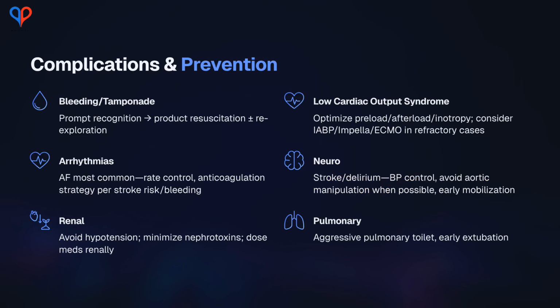Prevent complications by anticipating them. Treat bleeding and tamponade promptly. Manage low output with careful preload, afterload, and inotropy, and escalate to mechanical support if needed. Expect atrial fibrillation and have a clear rate or rhythm strategy. Protect the brain, kidneys, and lungs with meticulous perfusion and early mobilization.